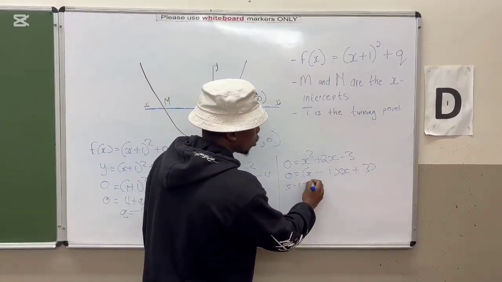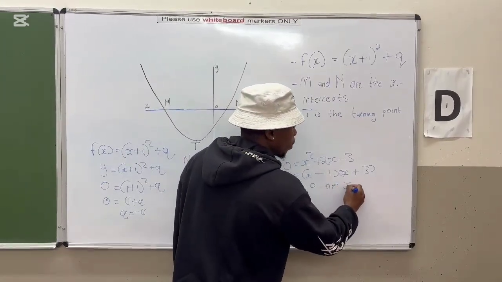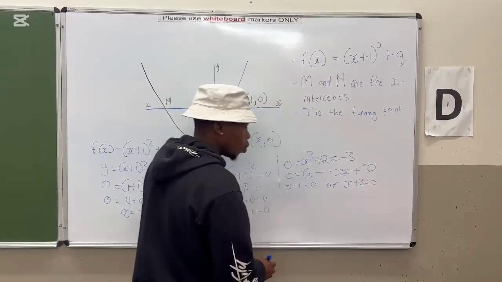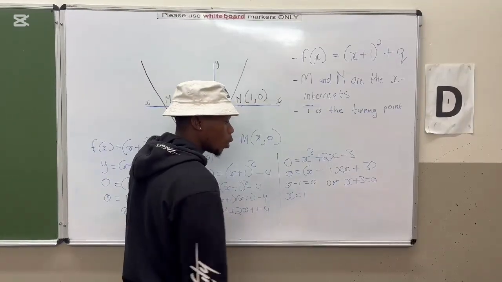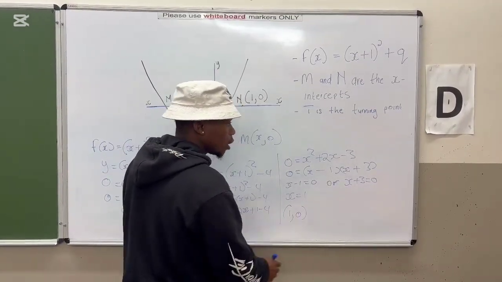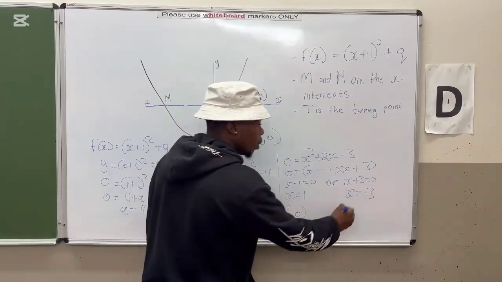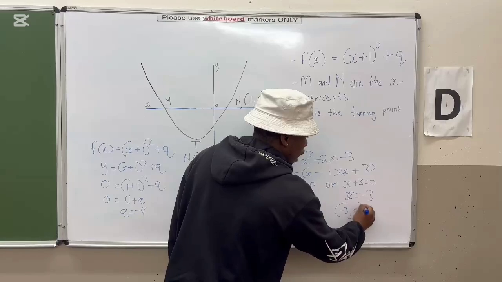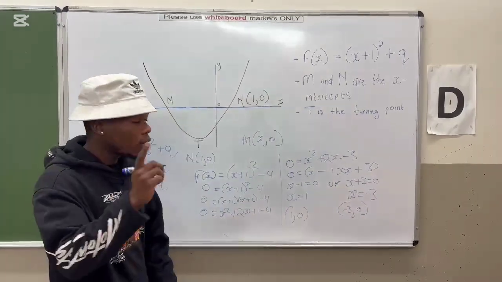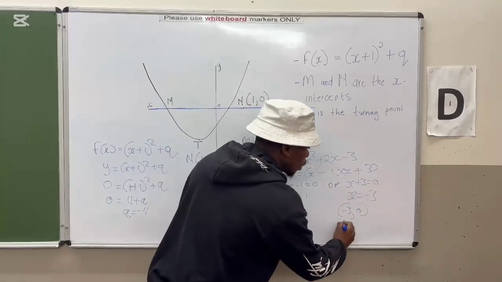It means when I calculate the value of x, I'm going to have x minus 1 is equal to 0, or we say x plus 3 is equal to 0. It means here x is equal to 1, for which I have this coordinate, and then here x is equal to minus 3. It means I have minus 3 and 0. Remember something, these are the coordinates of m.